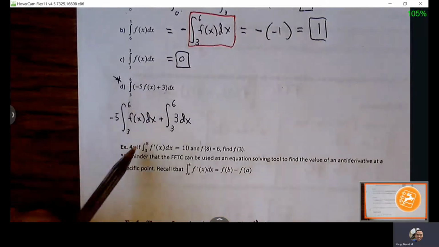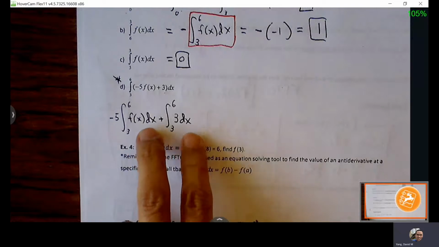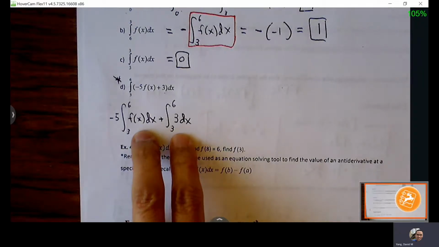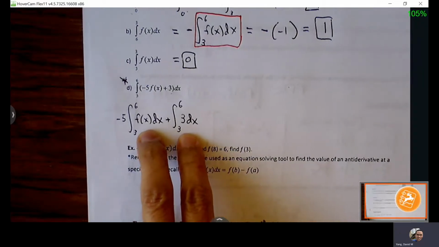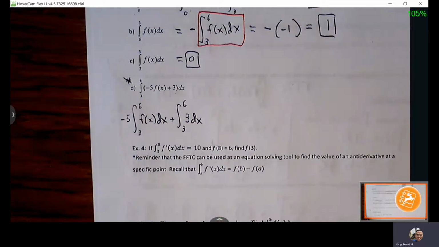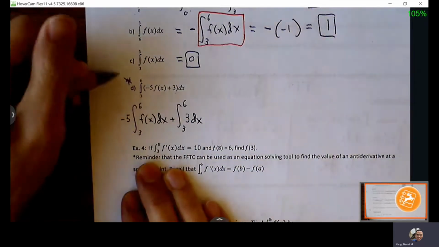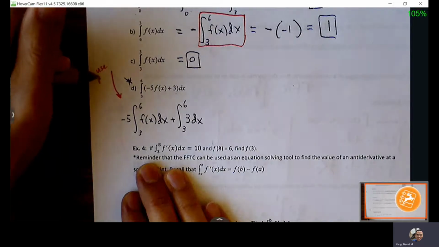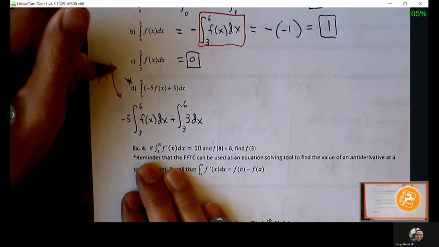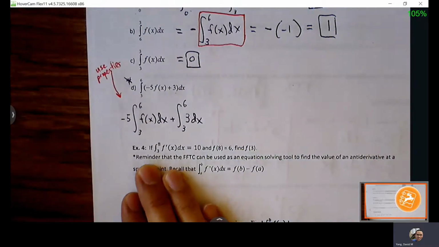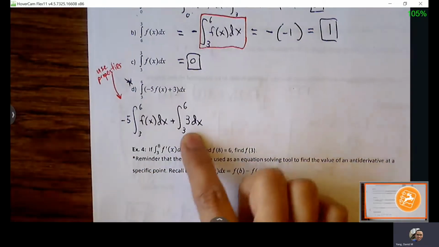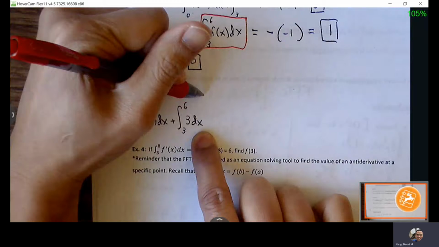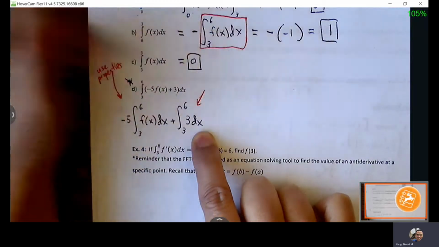Okay, so these are the same things, but this makes it easier for us to identify that I'm solving 2 separate problems here. And then at the end, I'll just total them up together. This first one, we can use properties given to us. But this second one here, integral from 3 to 6 of 3 dx, can we use?